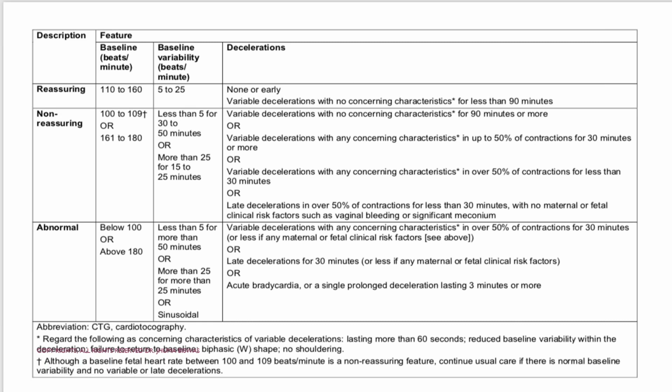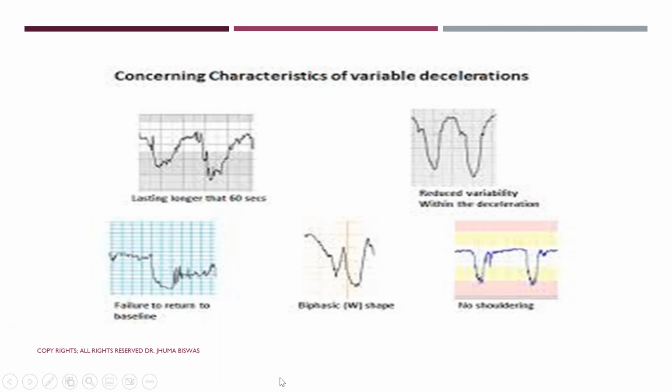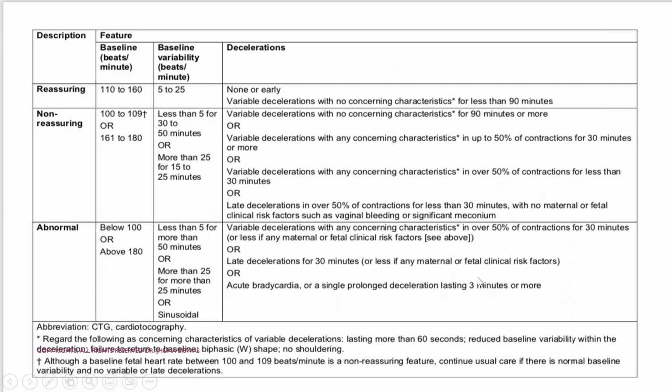Regarding the deceleration, we already know that we can see three types of deceleration. One is early, one is variable, one is late deceleration. So regarding the variable deceleration, when we see variable decelerations, we have to see the concerning characteristics: whether they are lasting longer than 1 minute, whether there's any reduced variability, whether it failed to return to the normal baseline, or if it is a W shape or biphasic pattern, or there's no shouldering effect. So these 5 patterns you also need to look at when you see a variable deceleration.